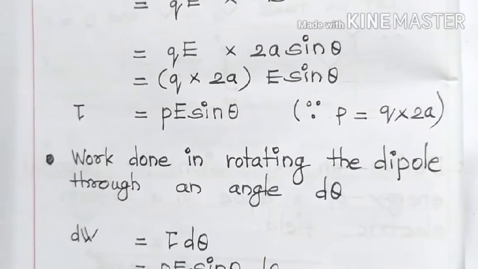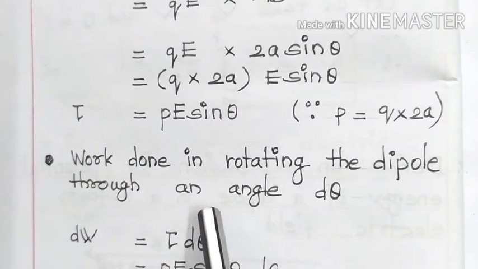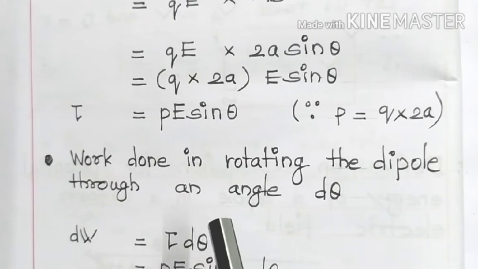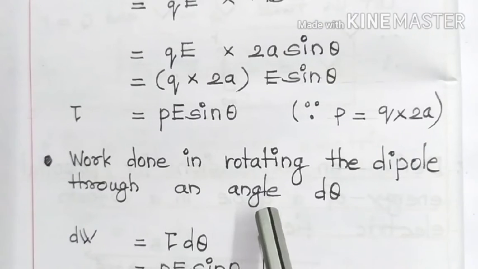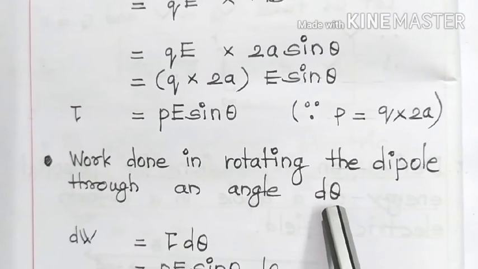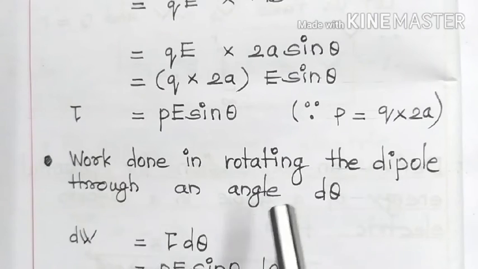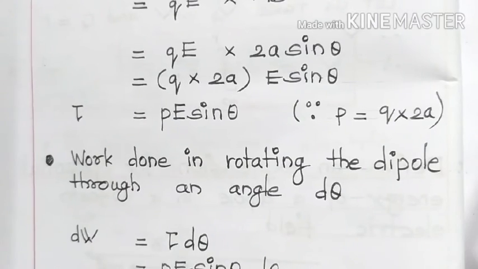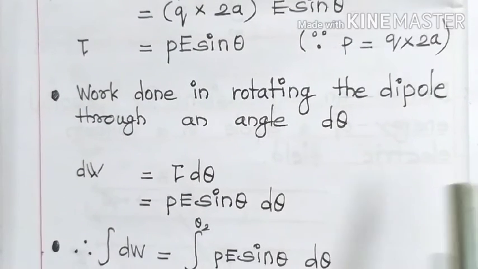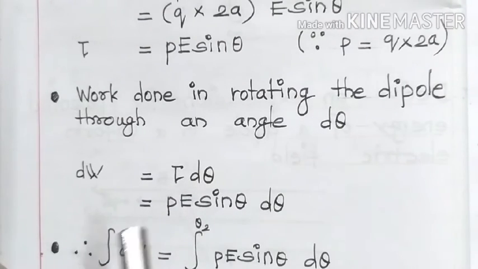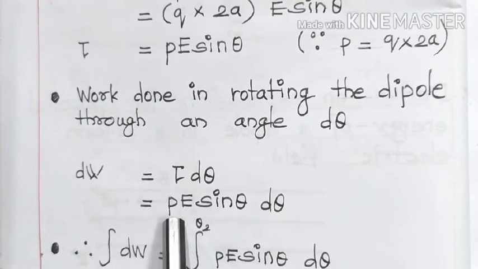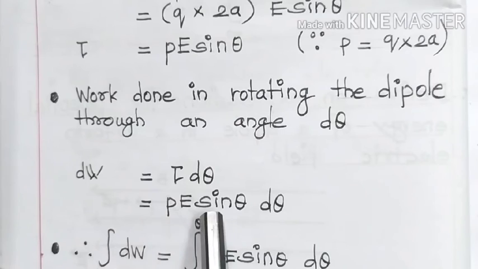Then work done in rotating the dipole through an angle d theta. Now let us imagine that we are rotating the dipole through a very small angle d theta. For that we need to do some work, that is work done. For that the formula is dW is equal to tau into d theta. So in the place of tau, let us write pE sin theta into d theta.